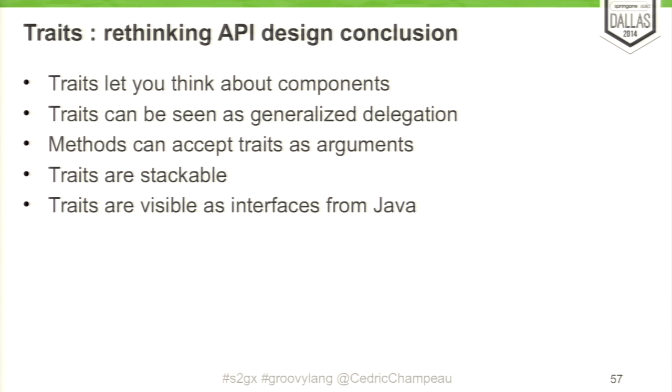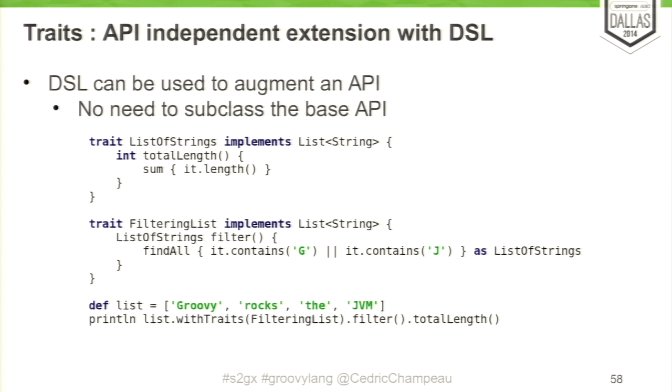And last but not least, even if they're visible from Java, don't try to implement a class in Java using a trait. But it doesn't prevent you from having a method in Java that accepts a trait. You see the difference? You can have a method that accepts a trait as an argument, but don't try to implement a trait in Java.